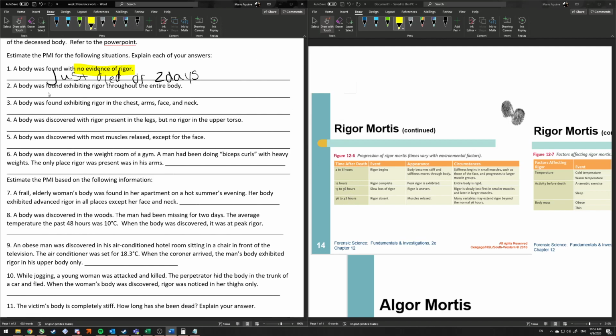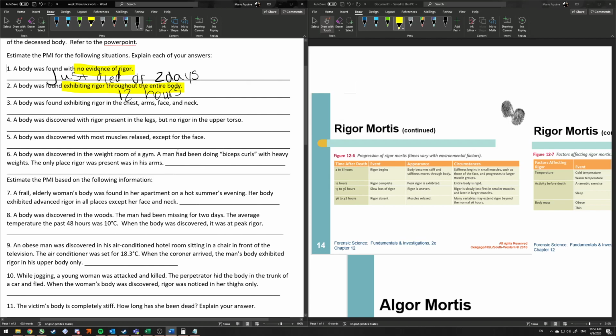It's pretty simple. Body was found exhibiting rigor throughout the entire body. So the whole body is stiff. Now, when is the only time that the whole body is stiff? Let's look at this chart. Let's see. Stiffening begins. Nope. Entire body is rigid. Oh, what is that? Bagoosh. 12 hours. So we're going to write 12 hours. There you go. So that's how you use rigor mortis and these charts to figure out postmortem interval.